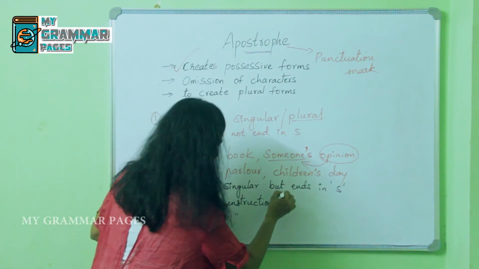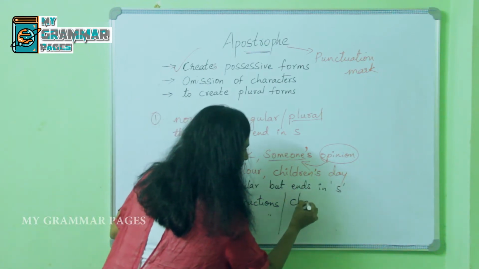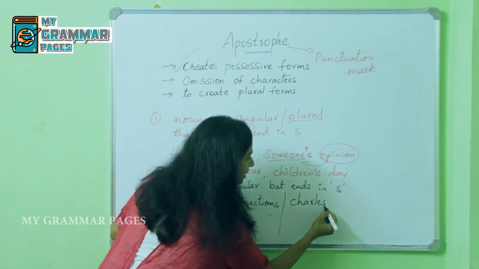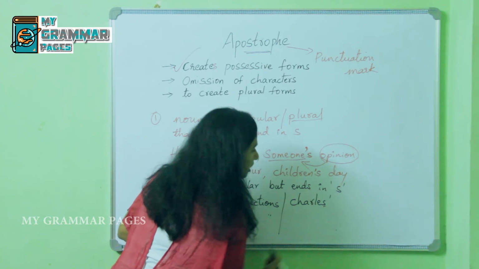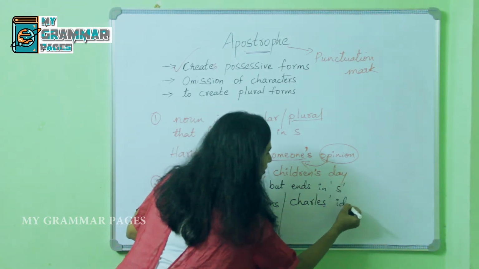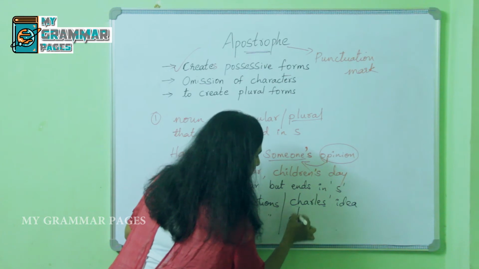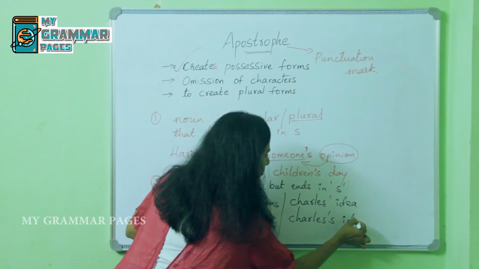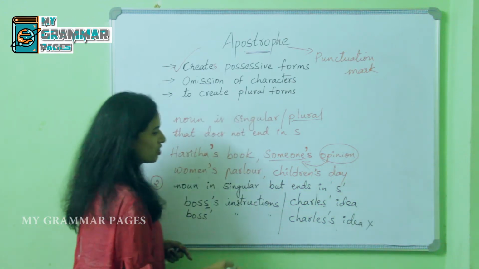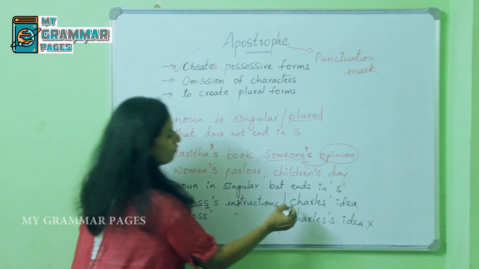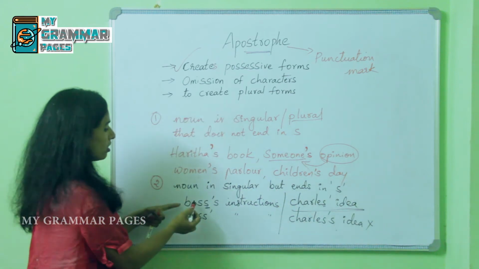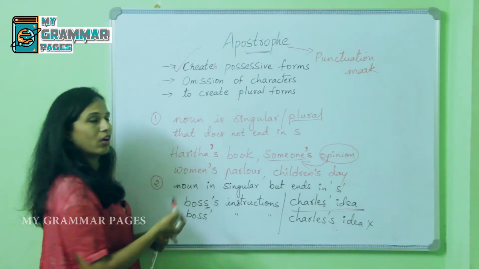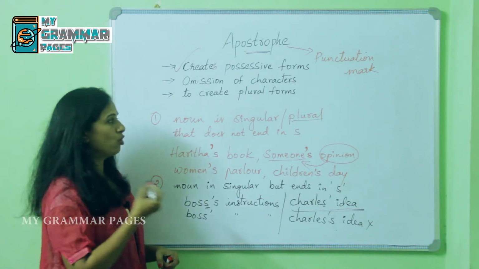And I'll take one more. This is Charles. Charles ended with s, so we can go with Charles' idea, or else simply we can even write Charles's idea. Mostly this will not be in usage, it even sounds very weird, so we can go with Charles' idea. Here, boss' instructions can be ended with just an apostrophe, or else apostrophe s. Let's move on to the next one.